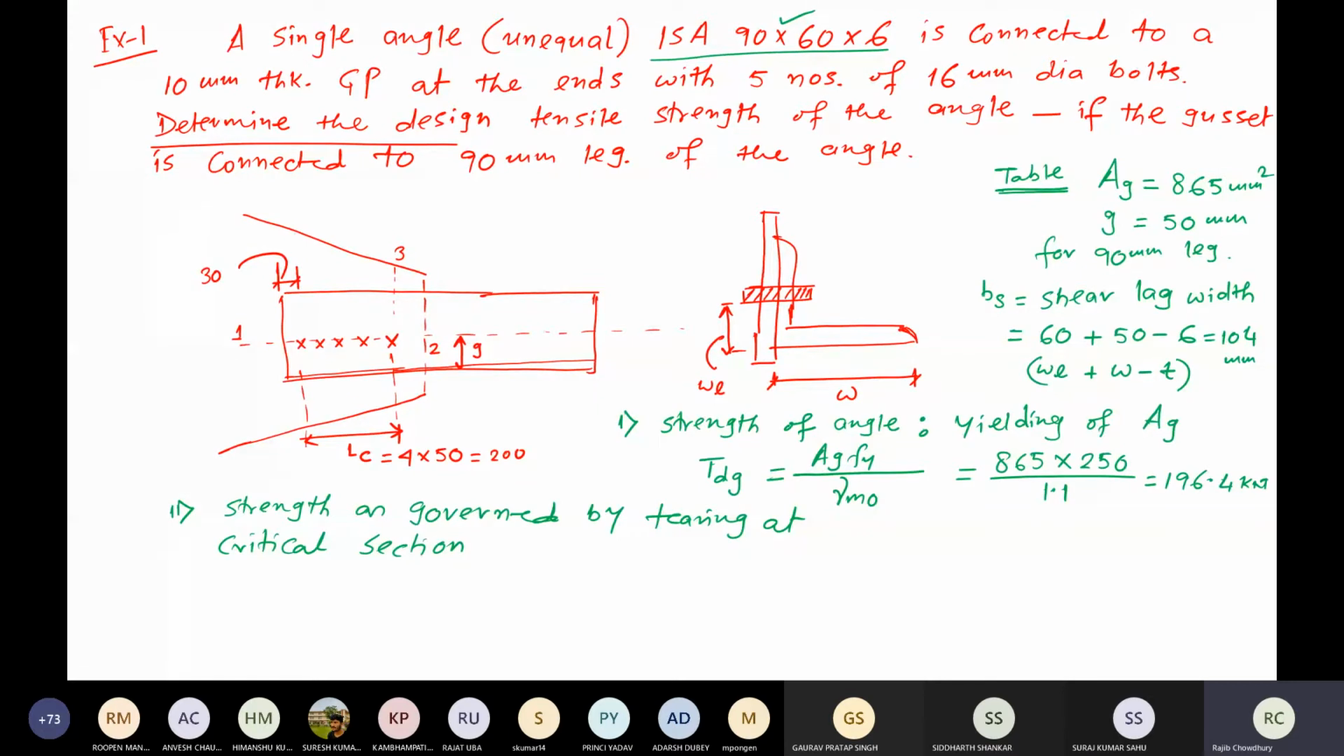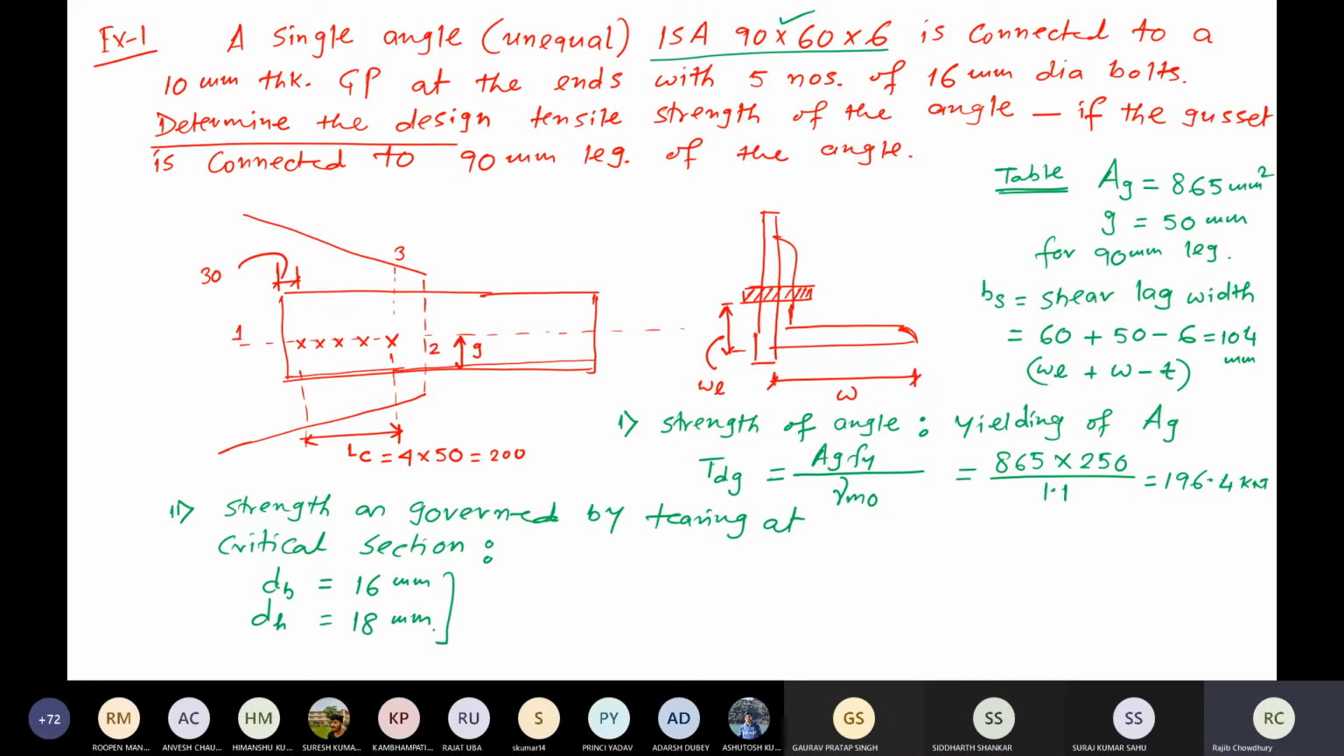Okay, but that was for a plate. Now here the things are becoming different, as the angle has been connected over here. Similar to what we did in the bolted connection design, the diameter of the bolt, how much was it? Diameter of the bolt, DB, is equal to 16 mm. So the diameter of the hole, how much would it be? Plus 2 mm clearance, so 18 mm.